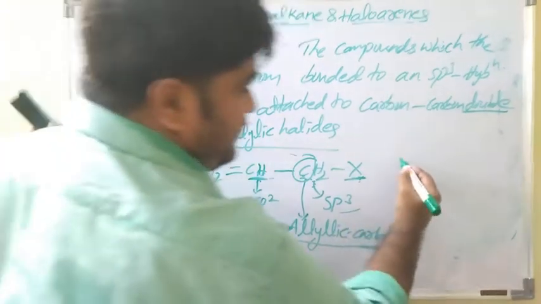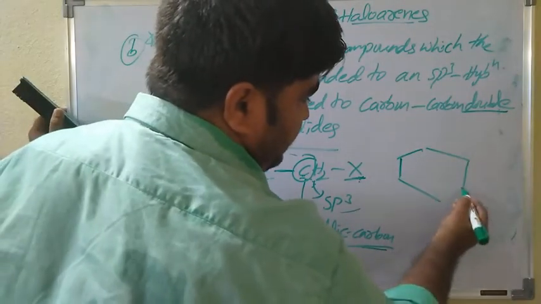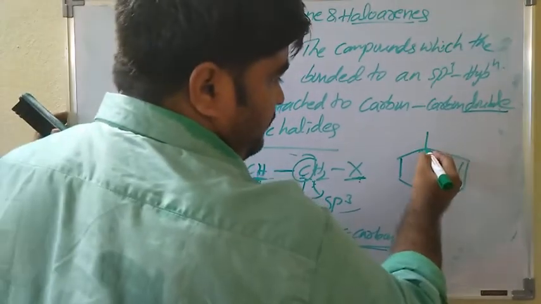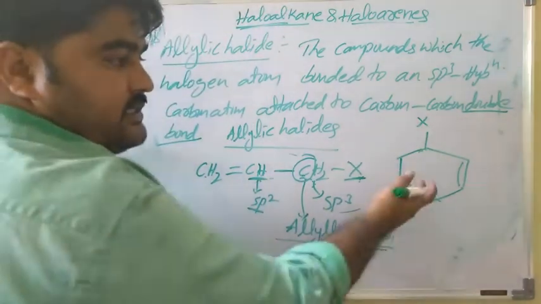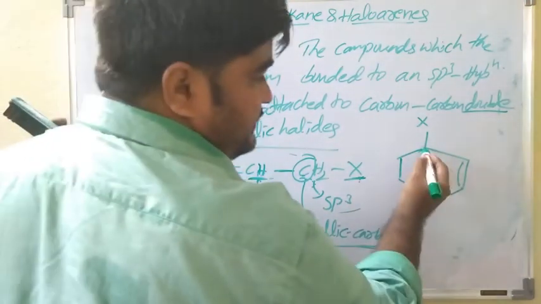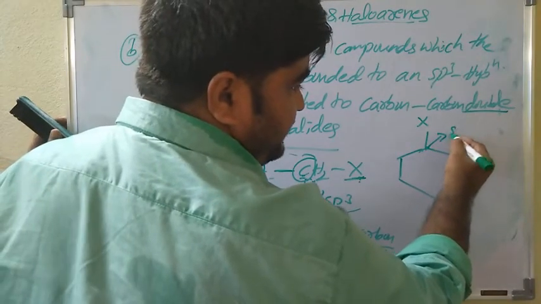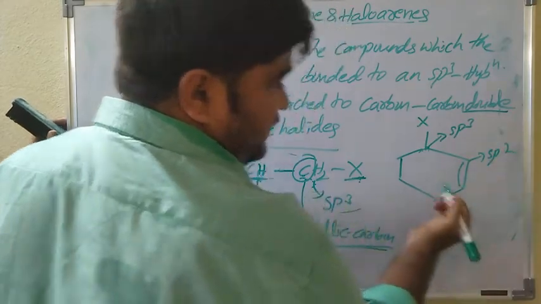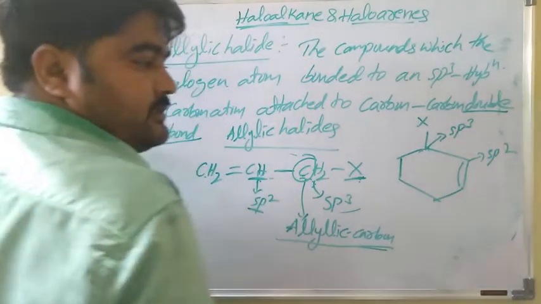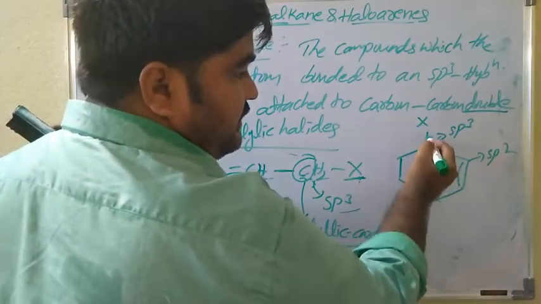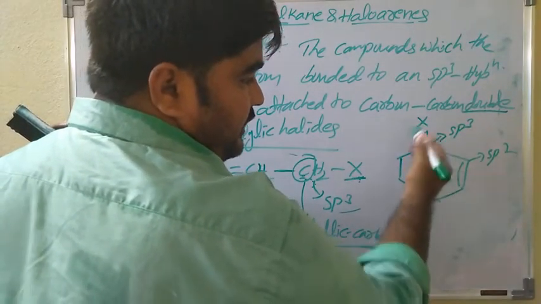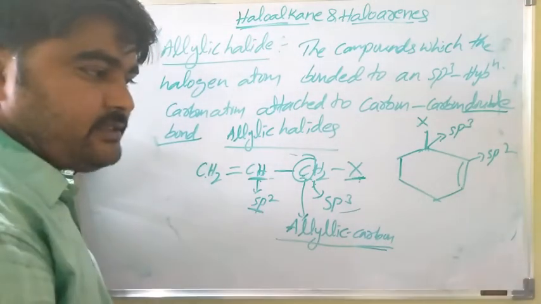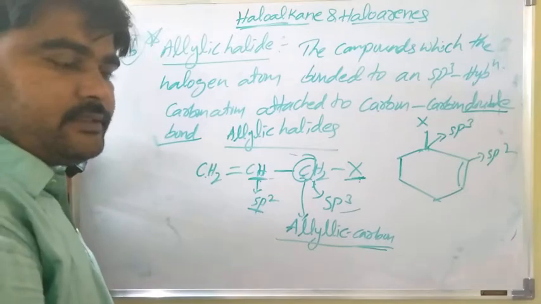Another example, say I will take a cyclic ring. This is also an allylic halide. How to identify? This carbon hybridization is sp3, and immediately it is attached to this carbon. It is not benzene, it is a cyclic ring. Cyclohexane like this: if you take cyclohexane and replace one hydrogen atom by a halogen atom, it becomes an allylic halide. Is it clear?